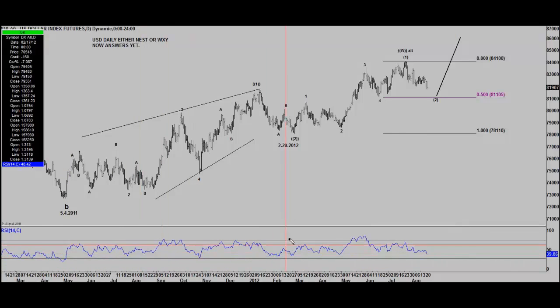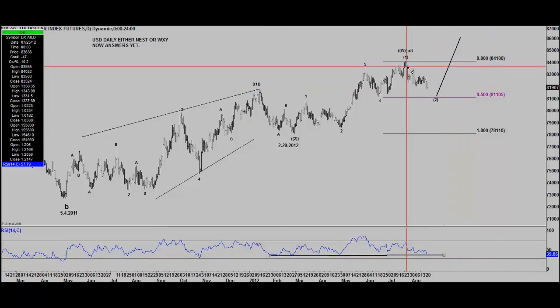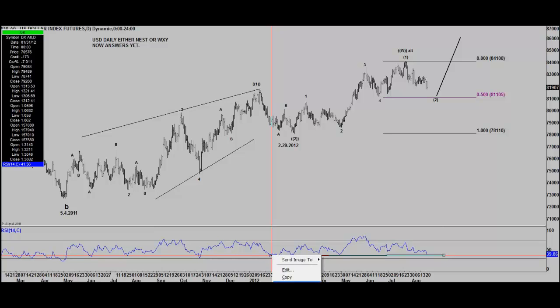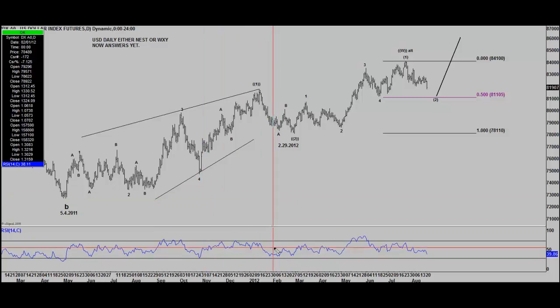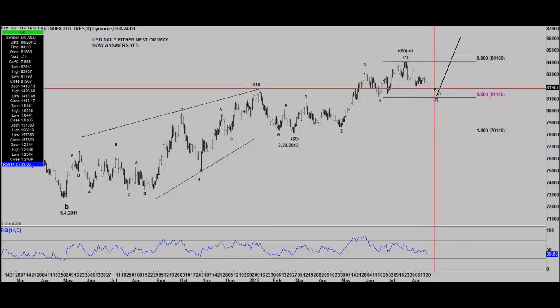Now, in order for the nest to be in place, in this pullback that is taking place from this high, the index needs to hold this low in the RSI that was made around January 31st. That low cannot be broken to the downside. If it is broken to the downside, then this move is going to become a 3-wave move. It's going to be the same result; the only difference is that the correction is going to be deeper.